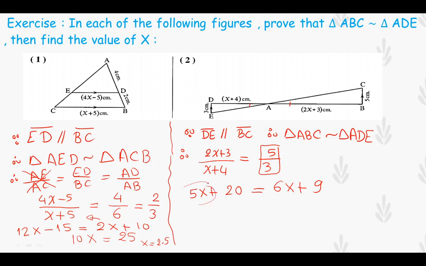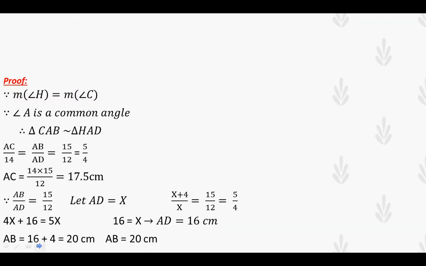Here 5x will go to the other side. So it will be 6x minus 5x, which equals x. 9 will go to the other side. So x will be 20 minus 9, which equals 11. So the value of x is 11. Okay? Very easy and very simple. Let's go to another example.